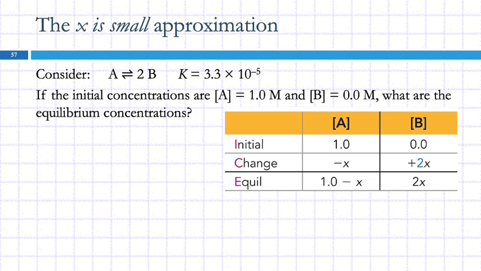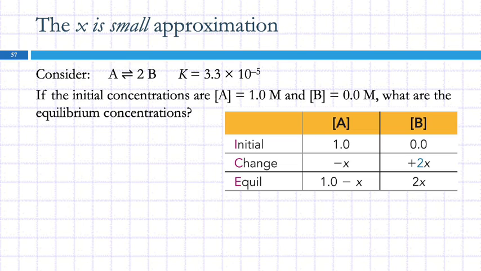Okay, let's look at this one. So here we have our reaction A goes to 2B, and here's our equilibrium constant, 3.3 times 10 to the minus 5. So this is pretty small. Initial concentrations are 1 molar and 0 molar. What are the equilibrium concentrations?